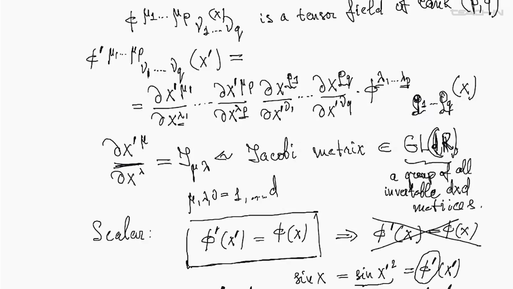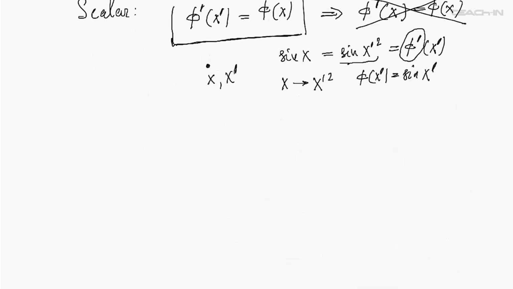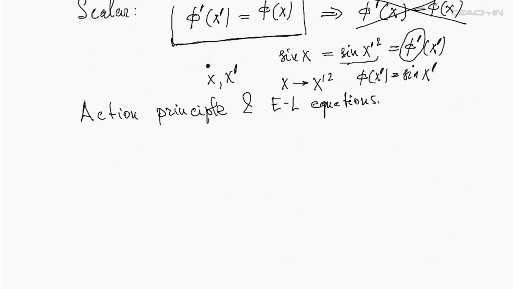And now I would like to return back to the action principle in general. So action principle, as we have already discussed last time, plays an important role in describing dynamics. So action principle and Euler-Lagrange equations. In general, what we mean by this is that we deal with a functional S, which is a functional of field phi, and it has the following form.